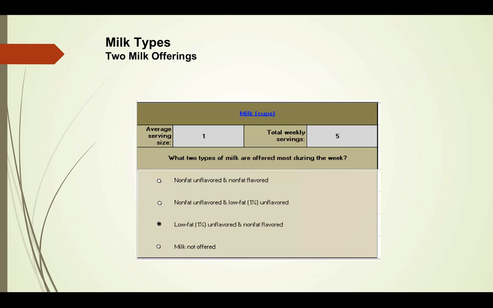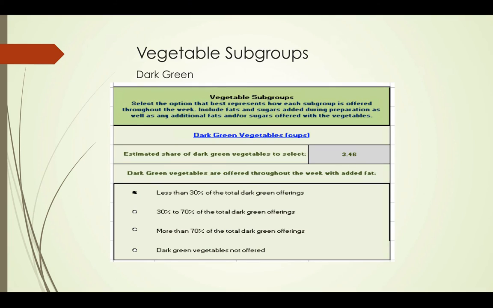Scroll down below the fruit section to milk types and select the button describing which 2 milk offerings are most frequently offered. This menu offered low-fat 1%, unflavored, and non-fat flavored. Next, scroll down past the milk.